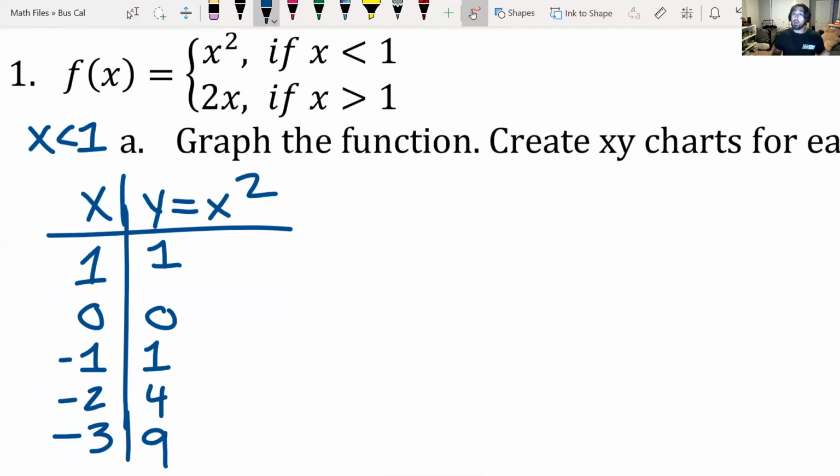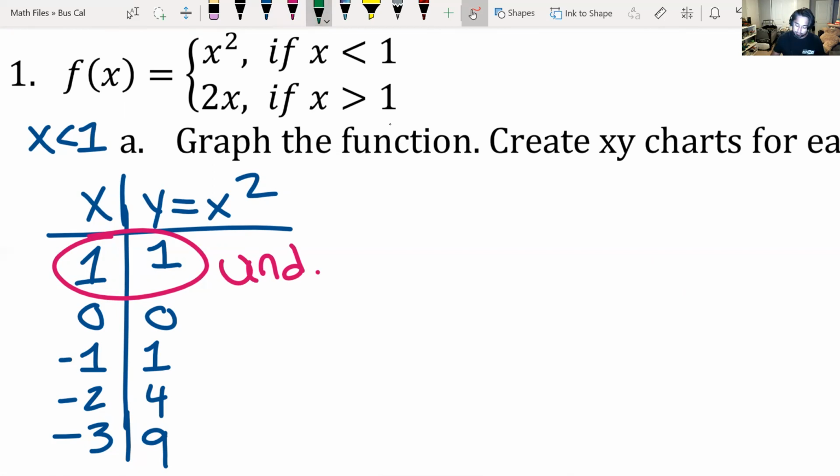Okay, but one thing to note here is that can we actually use 1? And the answer is no, because my restriction said, x has to be less than 1. So what that means is that when we graph this, 1, 1 is going to be undefined, which means it'll be an open circle. Okay. Now before we graph that, let's make an XY chart for the next function.